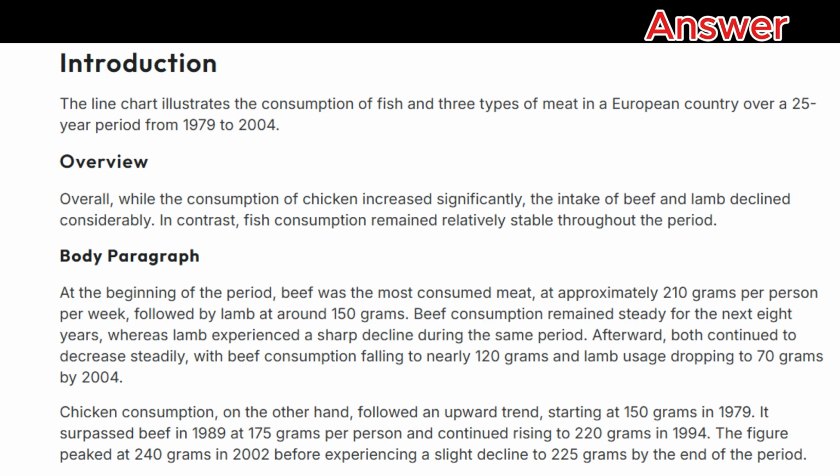Now we describe chicken and fish. Example explanation. Chicken consumption increased steadily from 150 grams in 1979. It surpassed beef in 1989 and reached a peak of 240 grams in 2002 before slightly decreasing. On the other hand, fish remained the least consumed and stayed stable at around 50 grams throughout the period. Use words like increased, peaked, remained stable.